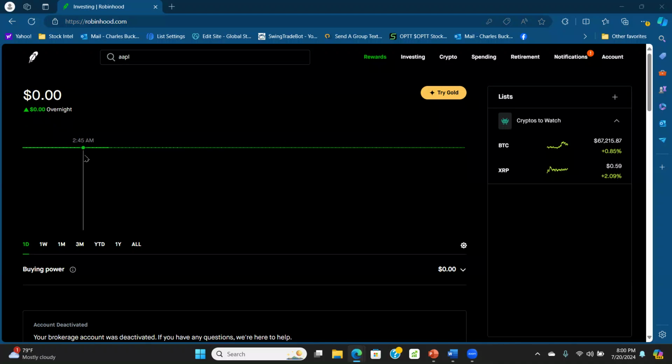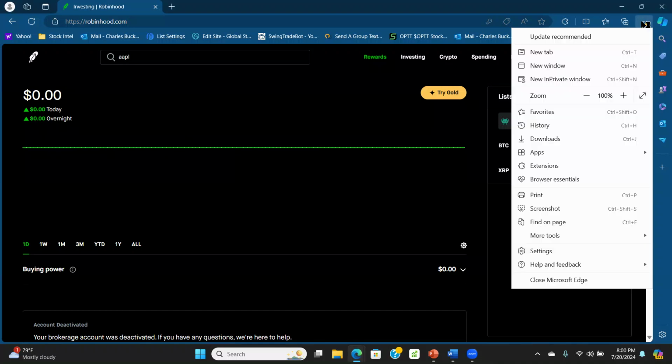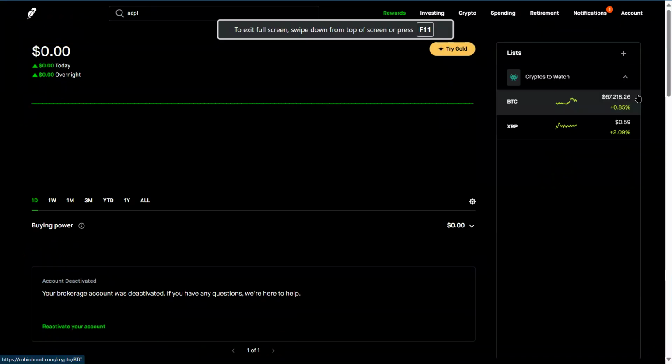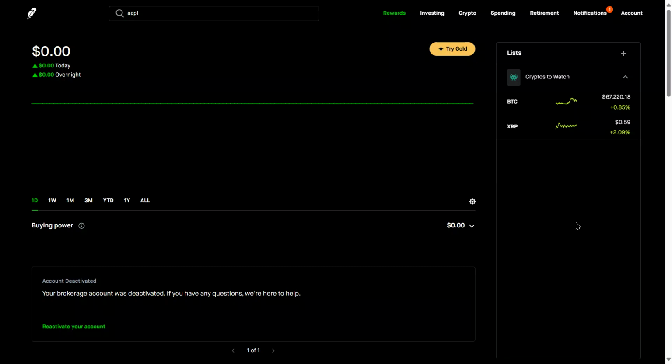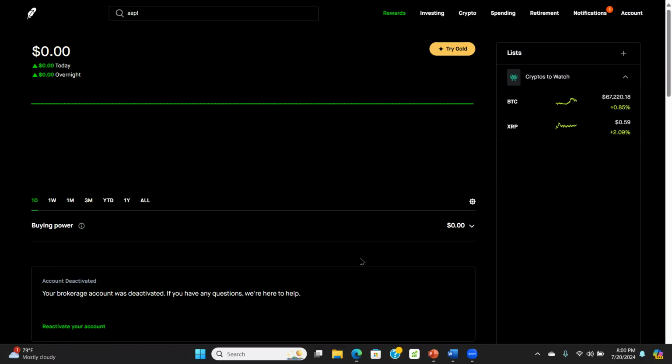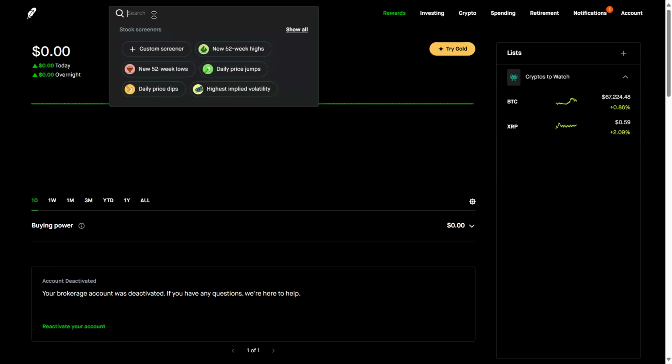But okay, let me see if I can make it full screen. Full screen. Okay, here we go. So this is pretty much the home page for Robinhood, right? I'm using an old account that I deactivated a while ago just to go through this with you. This is the home screen. Of course, this is the search bar. So you could pretty much put in any stock or ETF or whatever that you're looking for.